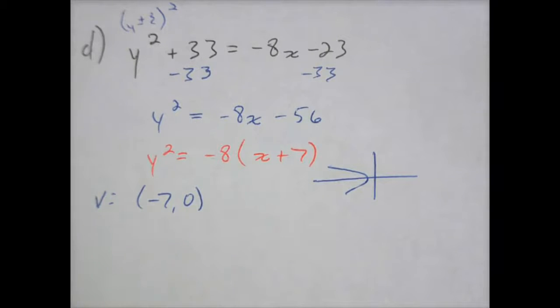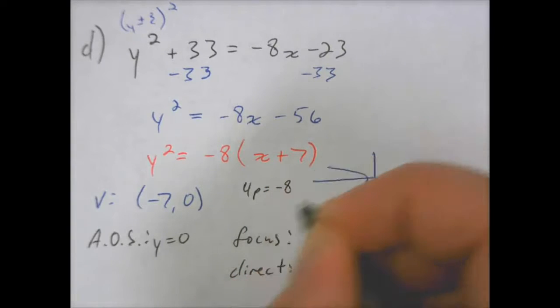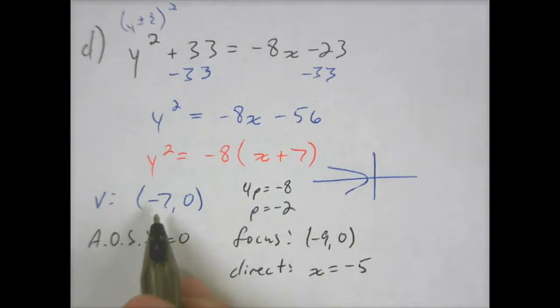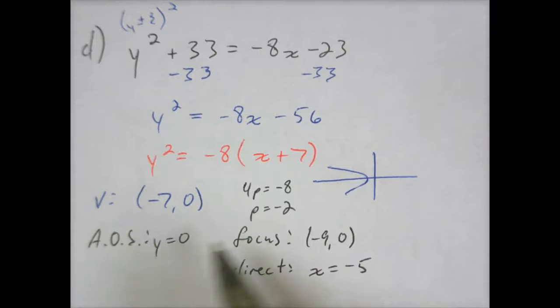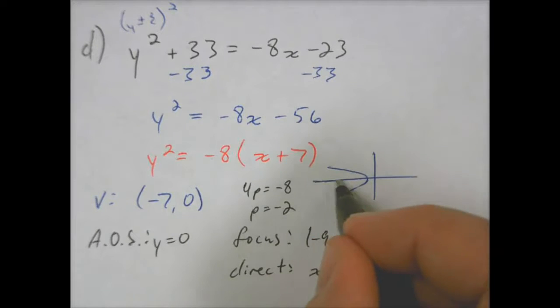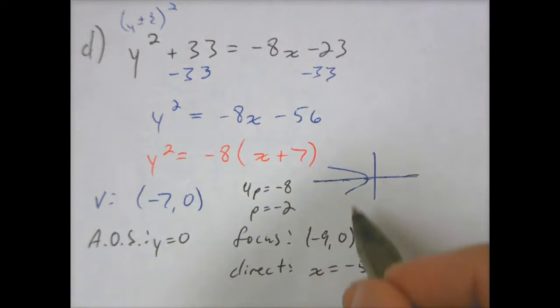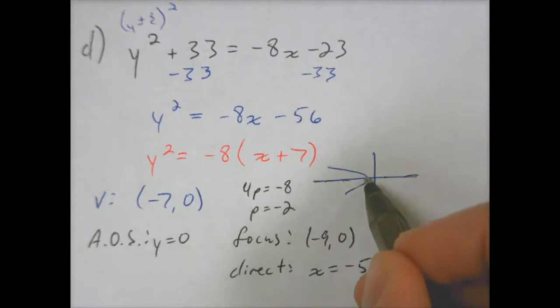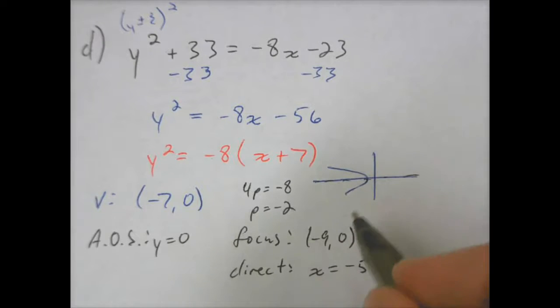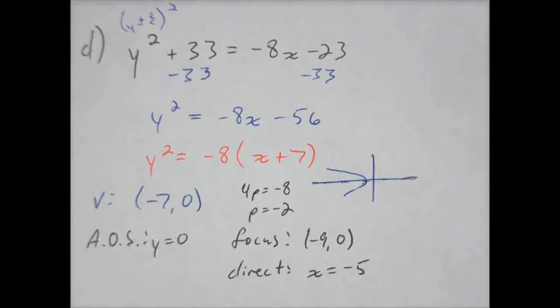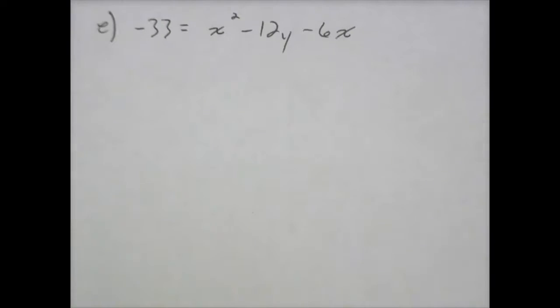I'm going to write it out real quick for you. Okay, so now I can figure out that the p is negative 2. I know my vertex is negative 7, 0. Since it is going left and right, that means the axis of symmetry is going through the center, so it's the line y equals 0. The focus is 2 away from the vertex, and the directrix is also 2 away from the vertex in the opposite direction, so there would be all of your stuff. Cool.